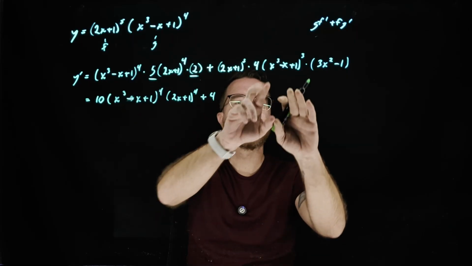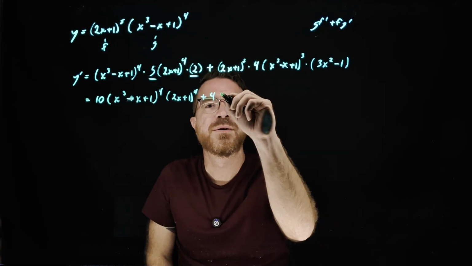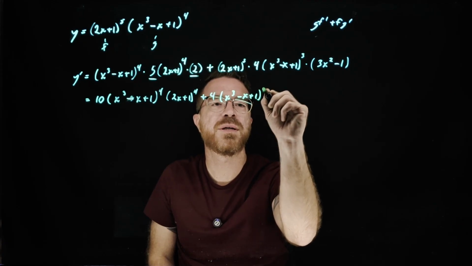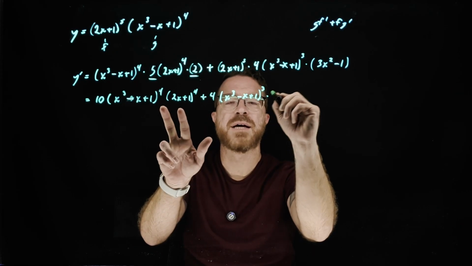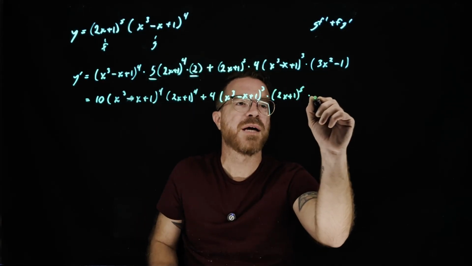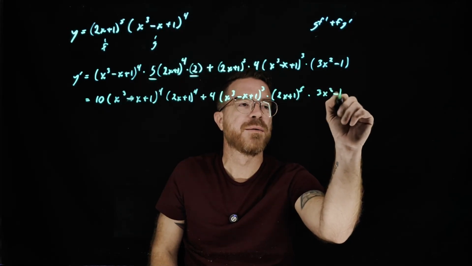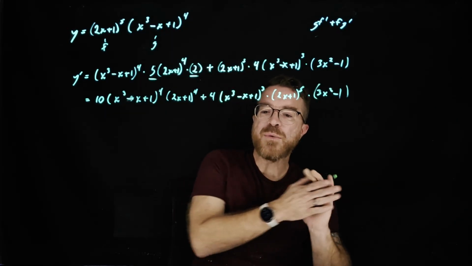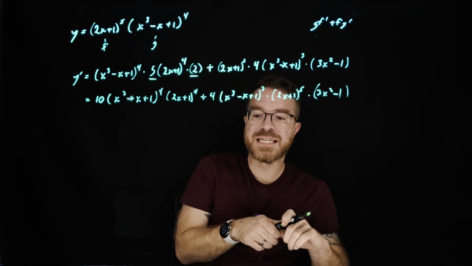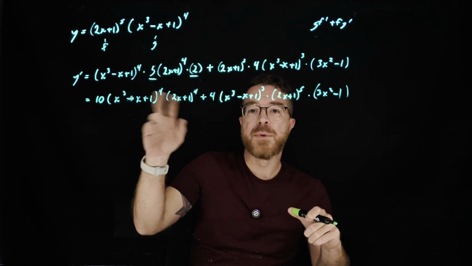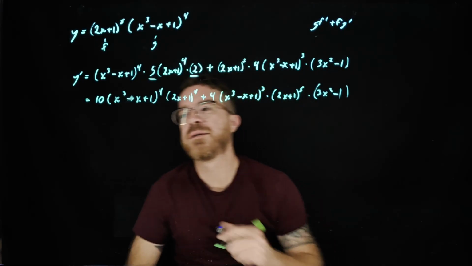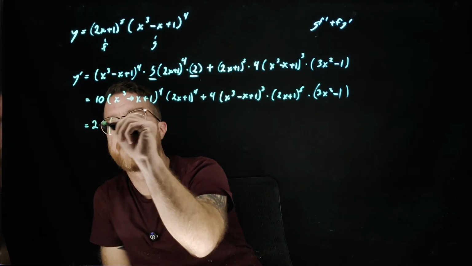So in this case, I have (x cubed minus x plus 1) cubed, and then times (2x plus 1) to the 5th power times (3x squared minus 1). Now you might wonder, why did I do this? Well, it's because now I'm going to see if there's anything that I can pull out from both parts. I have 10 and I have 4. Do they have anything in common? Yes, they have a 2 in common. So I'm going to pull a 2 out.